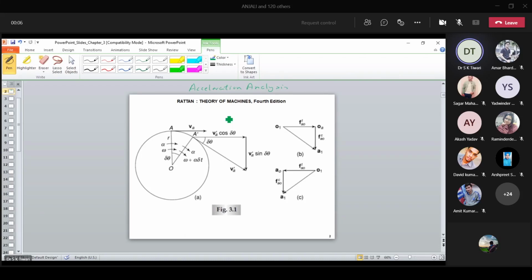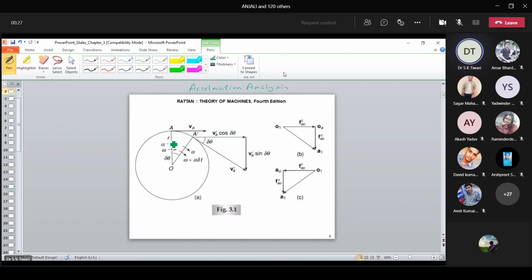In the direction of change in velocity. So what I mean to say is that acceleration is also a vector quantity. Now, in the figure number 3.1, which is visible on your screen, there is a link OA.